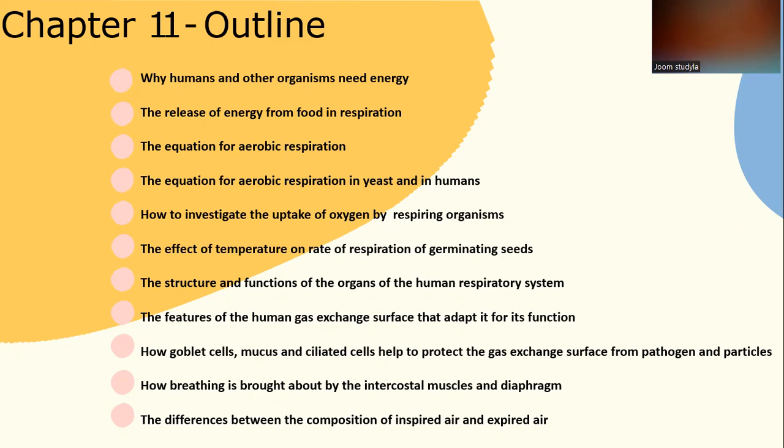the structure and functions of the organs of the human respiratory system, the features of the human gas exchange surface that adapt it for its function, how goblet cells, mucus, and ciliated cells help to protect the gas exchange surface from pathogens and particles, how breathing is brought about by the intercostal muscles and diaphragm, and the differences between the composition of inspired air and expired air.